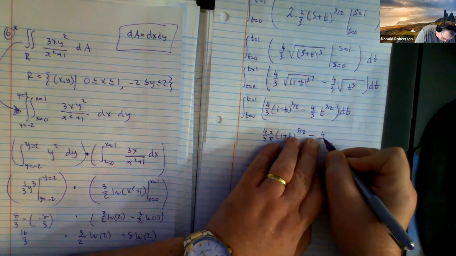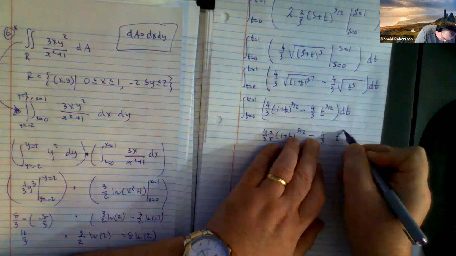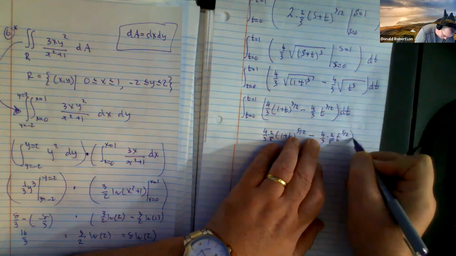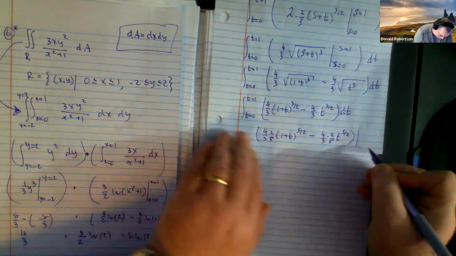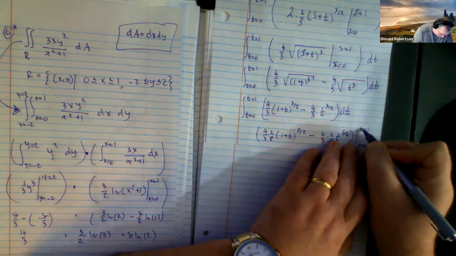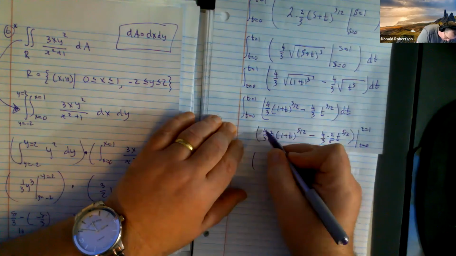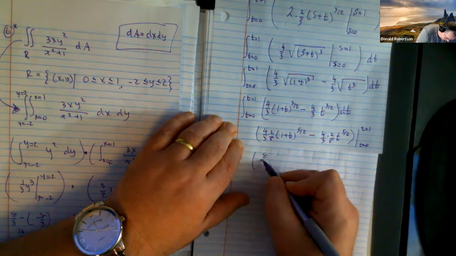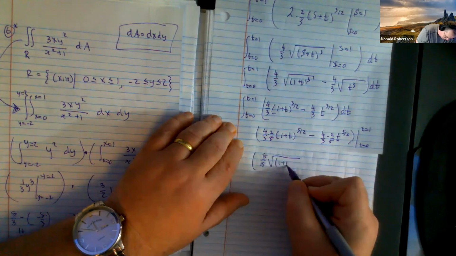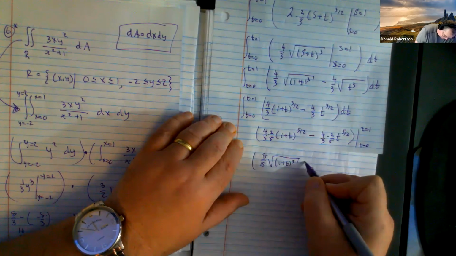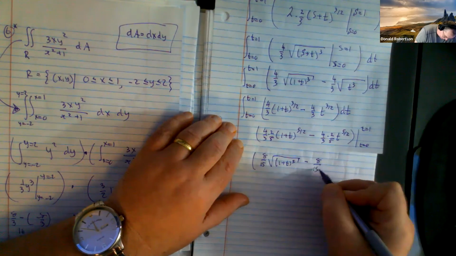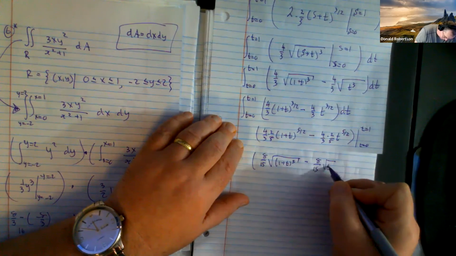Take away 4/3. Add 1 to the power, divide by the new power. And evaluate at t equals 0 and t equals 1. Let's tidy it up, 4, 2, 8, 5. So 8/15, the square root of 1 plus t to the power of 5. Take away 8/15, the square root of t to the power of 5.